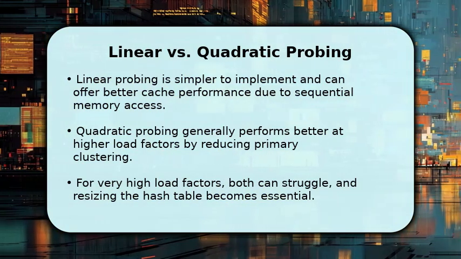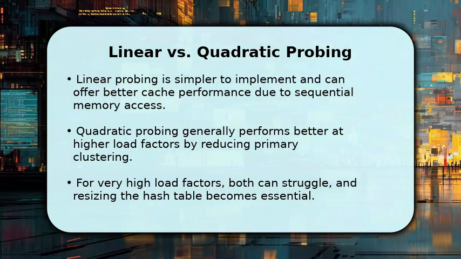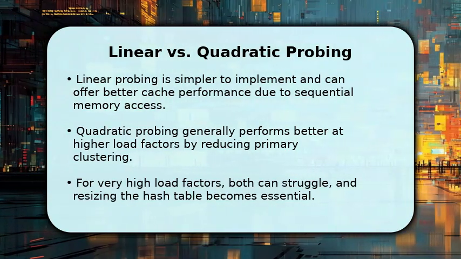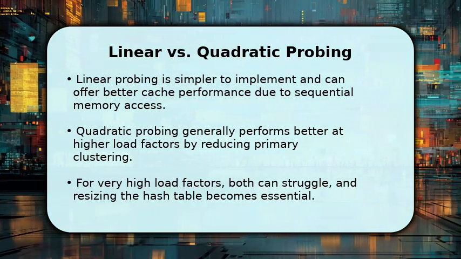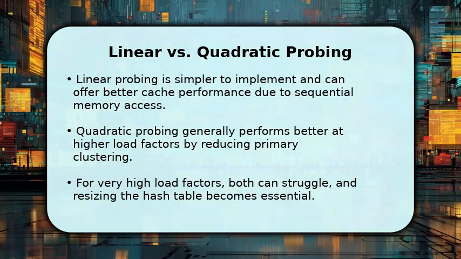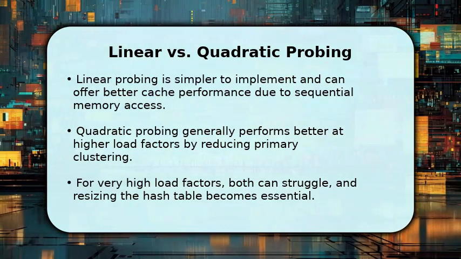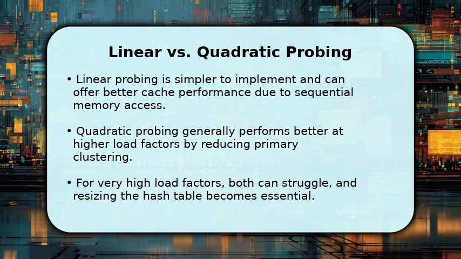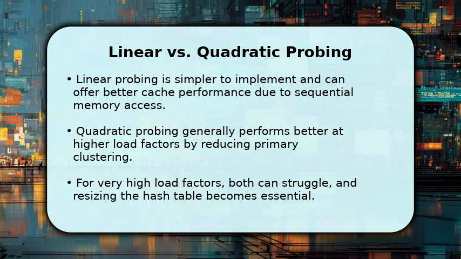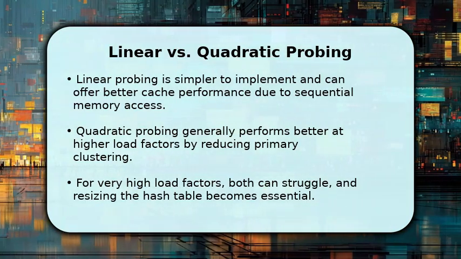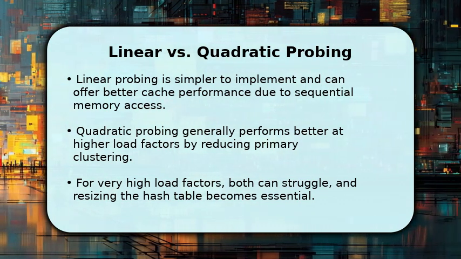Choosing between linear and quadratic probing depends on your specific needs. Linear probing is simpler and can be faster for low load factors due to cache efficiency. However, quadratic probing generally provides superior performance as the hash table fills up, effectively combating primary clustering. For optimal performance, especially with a load factor exceeding 0.5, quadratic probing is often the better choice, though both benefit greatly from a well-chosen hash function and timely table resizing.